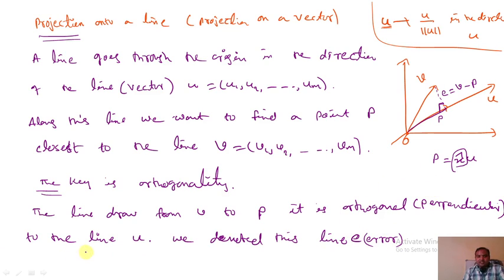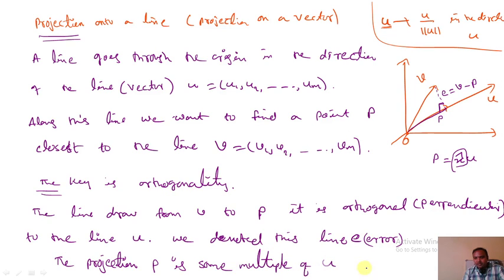Now the projection, which we denote by small p, is some multiple of u. We write p equal to x hat u. Now our aim is finding x hat. There is a formula for x hat.